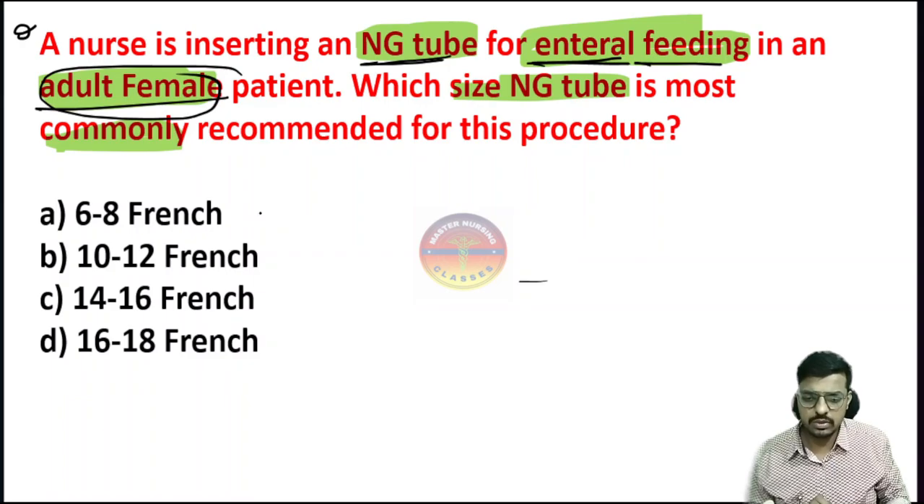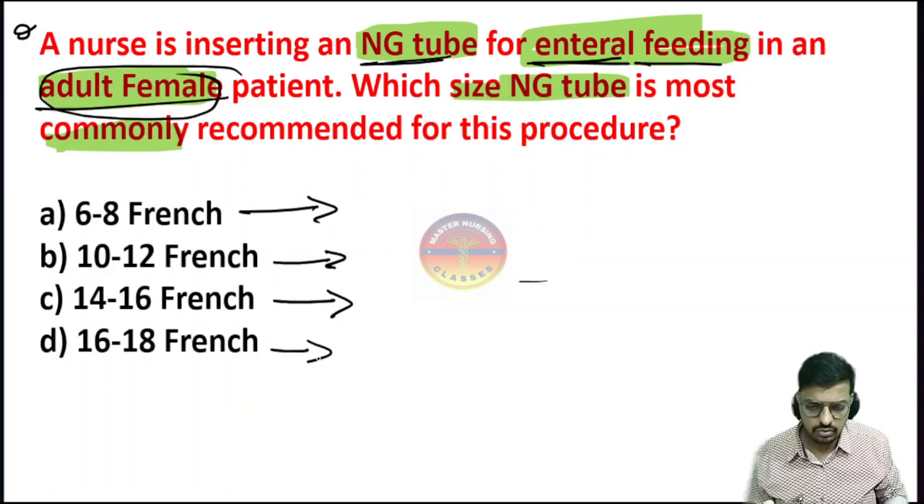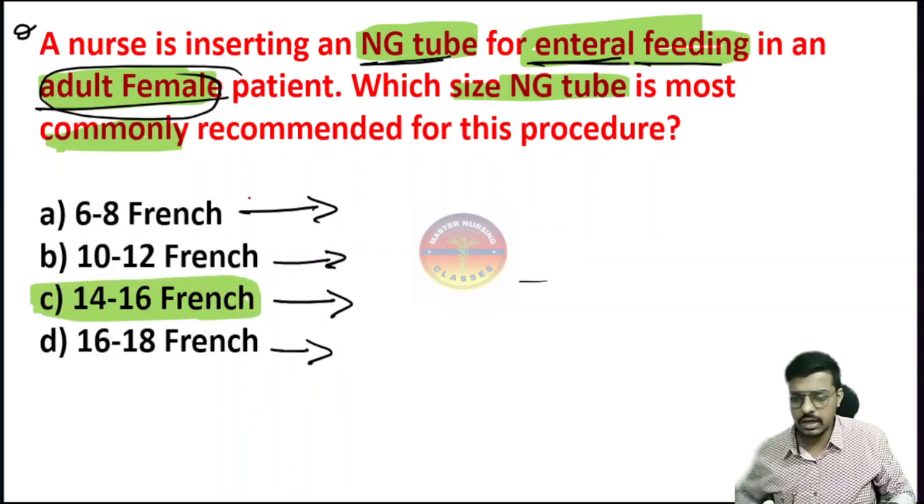The first option is 6 to 8 French, second is 10 to 12 French, third is 14 to 16 French, and fourth is 16 to 18 French. I want your answer here. Quickly, children, please comment in the comment box. Which is the correct answer? Yes, for the adult female, the most preferred one is 14 to 16 French. So let us clear all the important points here.